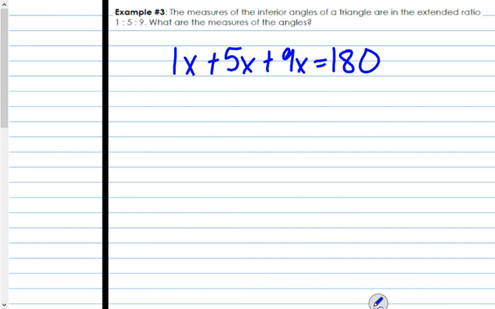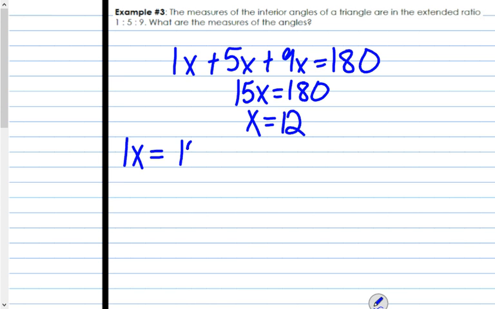Okay, so obviously the angles are not 1, 5, 9, but they're in a ratio of 1:5:9. So if I add all that up together, I have 15x equals 180. Divide by 15, x equals 12. Okay, so I know that one angle is 1x. So 1 times 12 is 12 degrees. One angle is 5x. So 5 times 12 is 60 degrees.